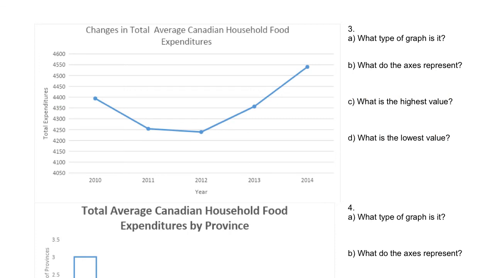This is our next graph. We're going with the same theme, looking at our expenditures, or the money spent on food. This one shows the changes in total average Canadian household food expenditures. So as opposed to looking at those categories, we're looking at change over time. You can see here we have a difference in our x-axis. We're not looking at those bar graphs and categories anymore. We're looking at years. So first, we see that this type of graph is a line graph.